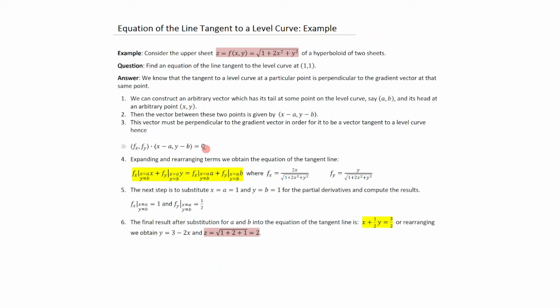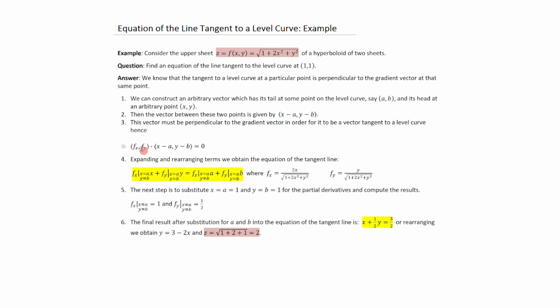All right, so the next thing we do is expand this out and rearrange terms. So everything involving the variables x and y will be on the left side, and everything involving constants a and b will be on the right side. So that's what you see here, and that's what you see here.